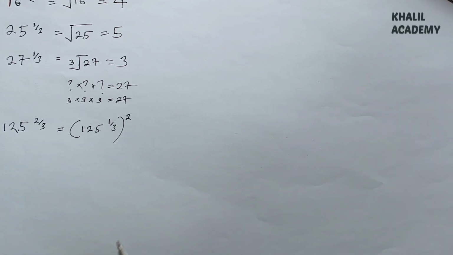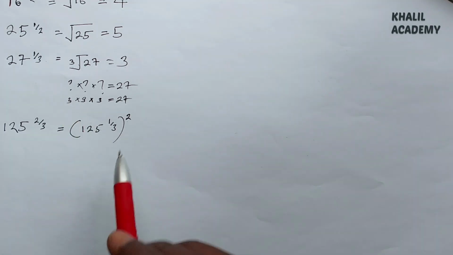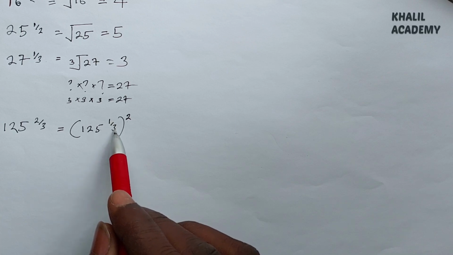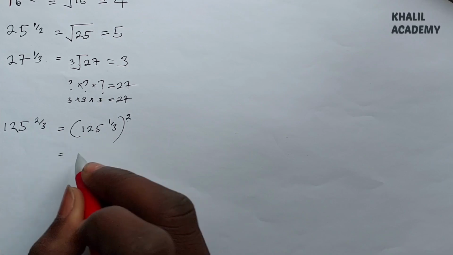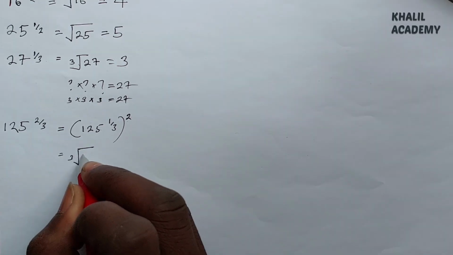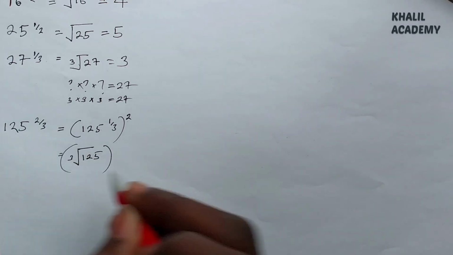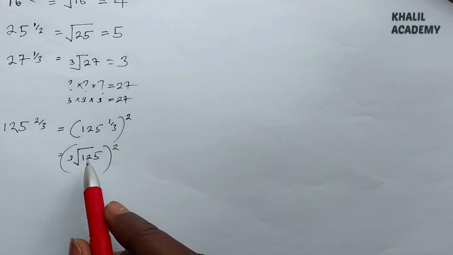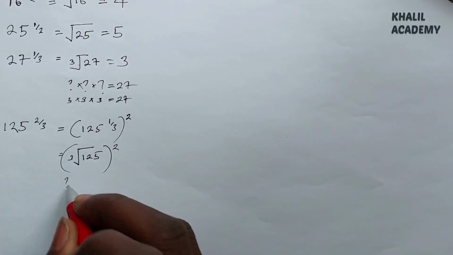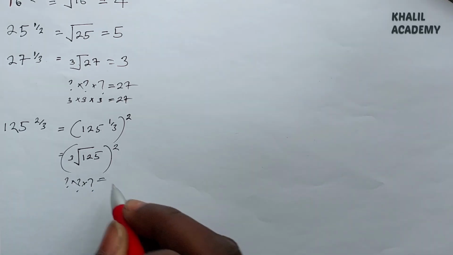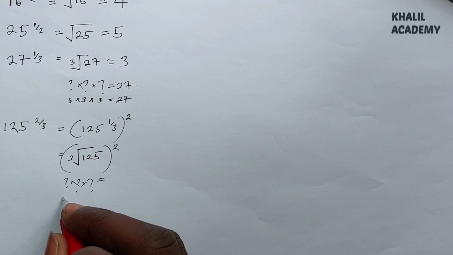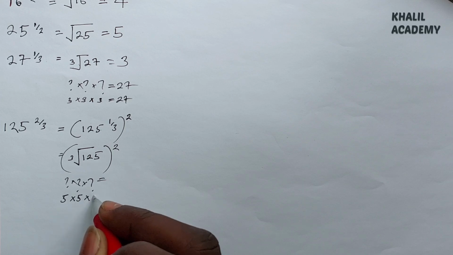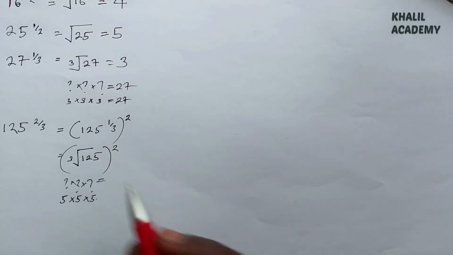So from the last examples, 125 raised to the power of 1 over 3 is going to be the cube root of 125, all raised to the power of 2. We're still going to look for 3 numbers which, when you multiply them, give you 125. In this case, I think it's 5. 5 times 5 is 25. 25 times 5 is 125.